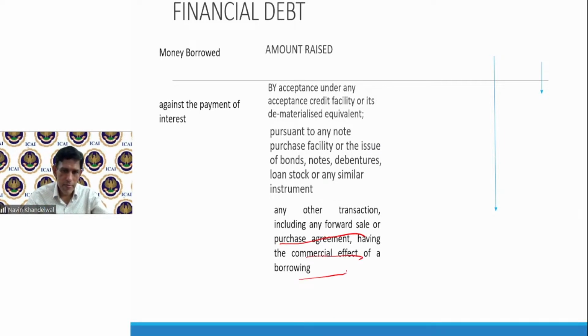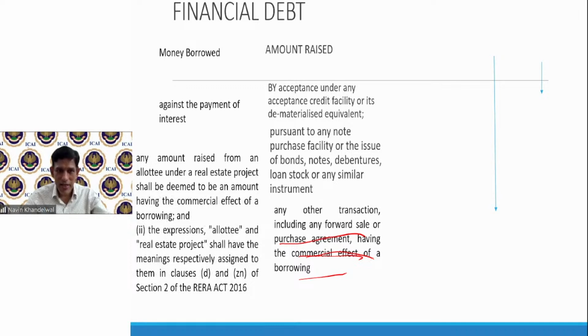Very important. What does this mean? Again, the example of home buyers, flat owners, where they have entered into an agreement that I am giving you money today, and in view of that you will give me my flat after 3 years. But is there a loan? Have I given you a loan? The answer is yes. It is treated as a loan because it has an element of interest included. Indirectly there is no loan, but it has the commercial effect of a borrowing. So that is included under financial debt.